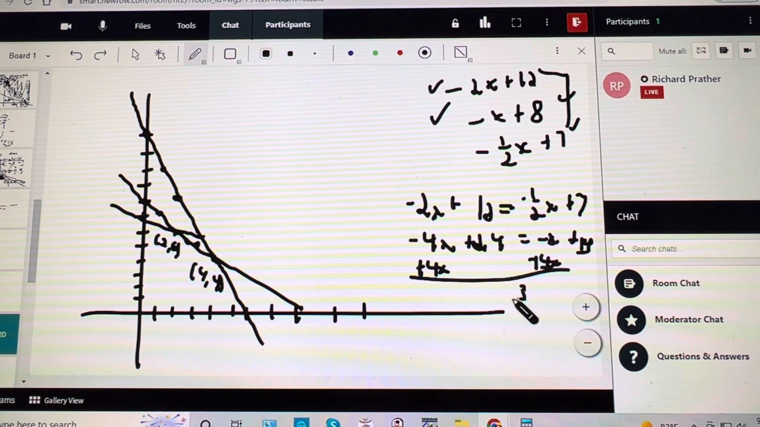3x, subtract the 14. Okay, they don't cross at an exact spot. That's what's messing us up. Okay, divide by 3, 10 over 3. X is 10 over 3, which is a little past 3. The only question is, is that in or out of the feasible region?